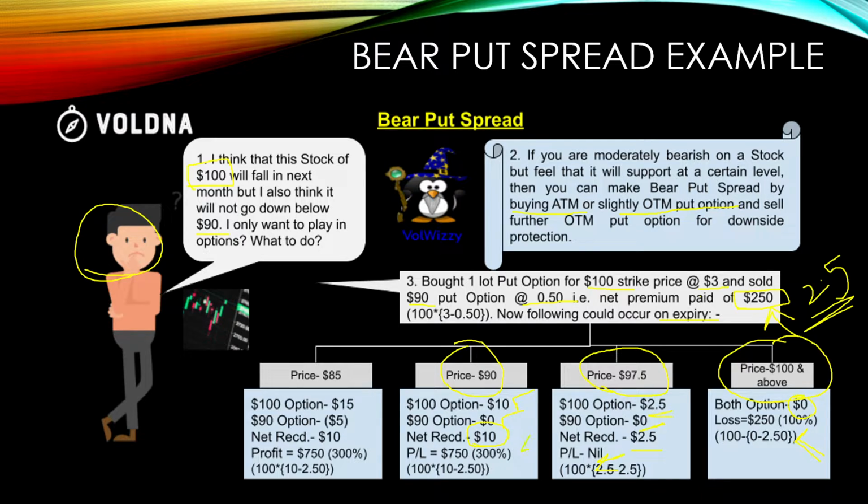So this is his maximum profit, because now the stock has reached the strike price of the sold put option. So beyond this point his profit is limited to $750. In this case you can verify it. If the price goes to $85, the $100 put option will expire at $15 and the $90 put option will expire at -$5. So he will again receive only $10 at expiry and his profit will again be the same.